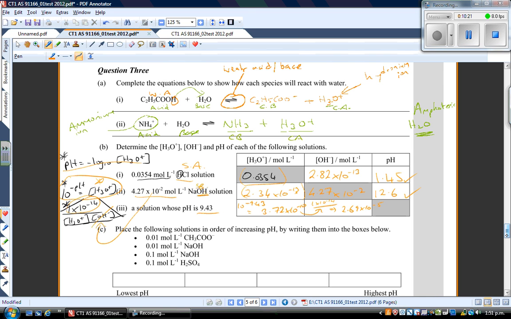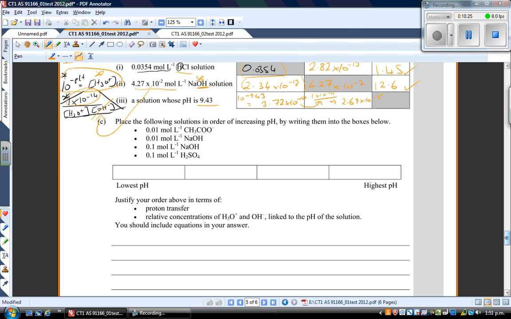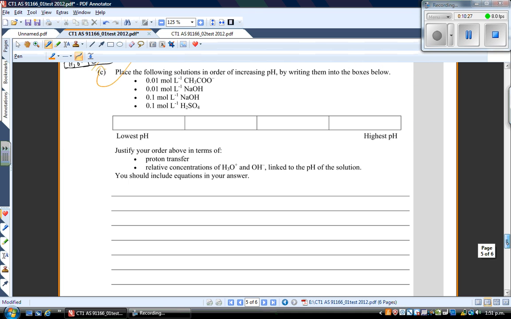We move on to the next part of the question. So that might have been for merit, to pick up a merit grade. Now part C and D, these are the real excellence parts of the question and show real understanding of the difference between a strong acid and a weak acid, or a strong base and a weak base. As I say, this question is about determining if you understand that difference.